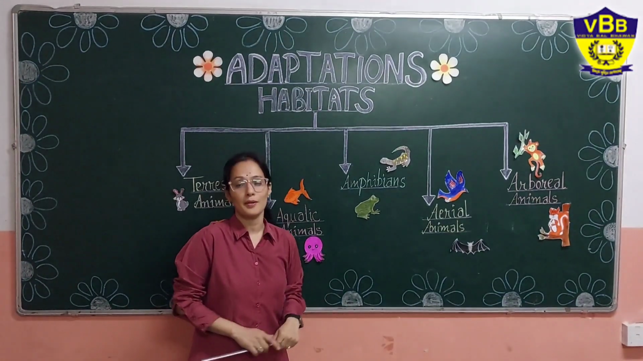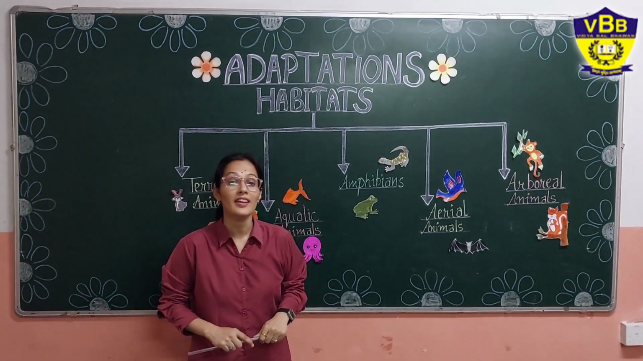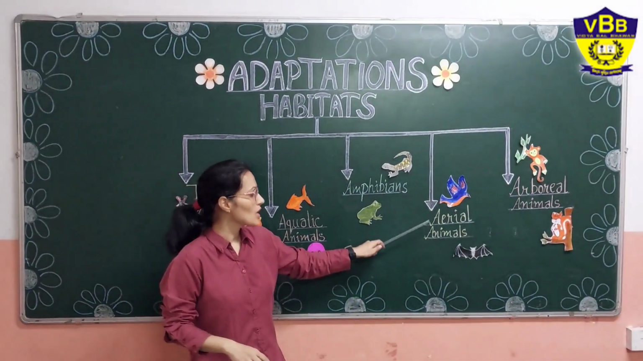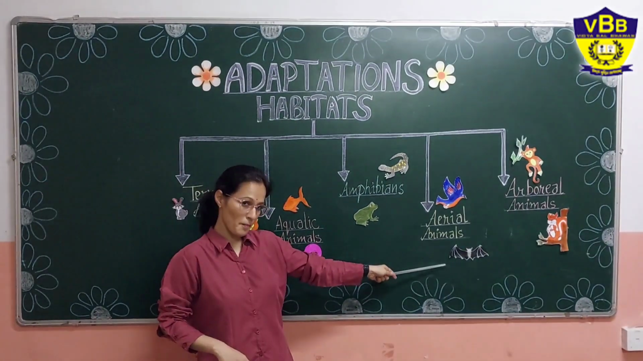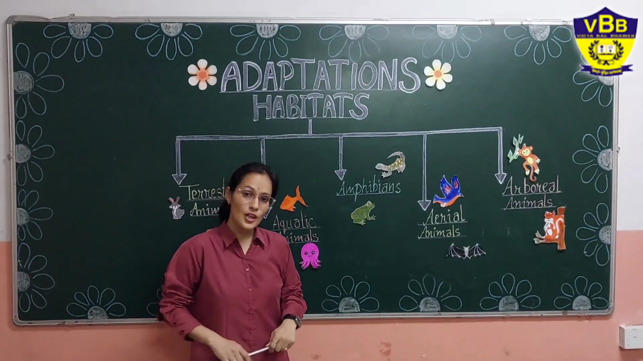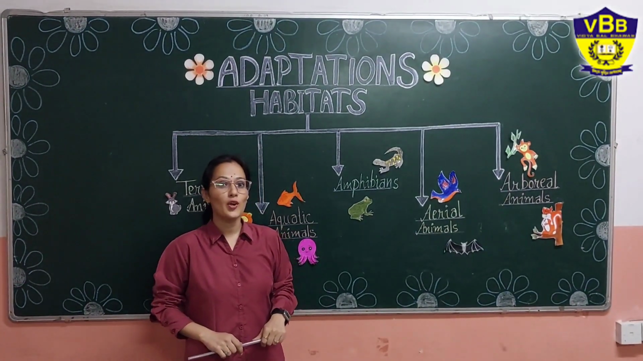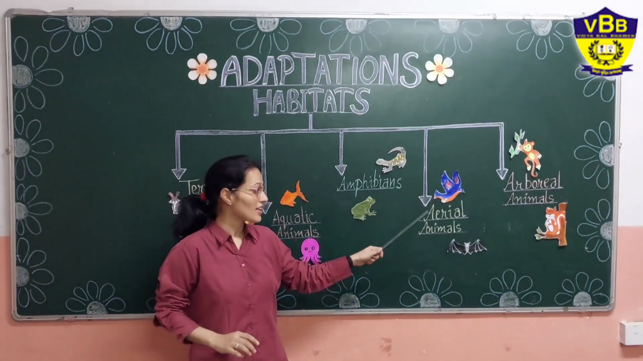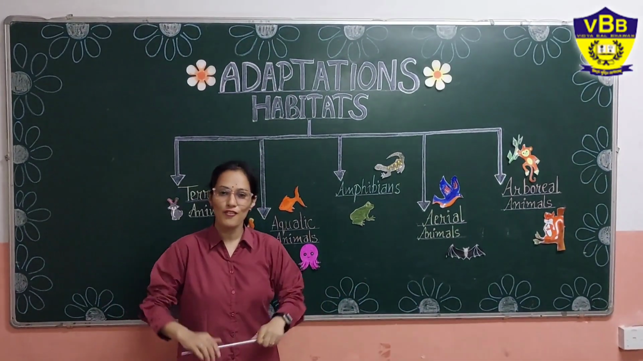Next, aerial animals. Very interesting category. Animals who live in air, who spend most of their time flying, are known as aerial animals. I have taken the example of a bat, very good, and a bird. Can you give me an example of aerial animals? Very good, eagle, yes. All the vultures come in the category of aerial animals. They spend most of their time flying.